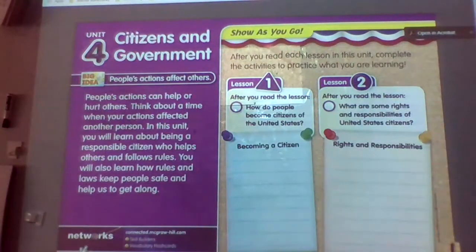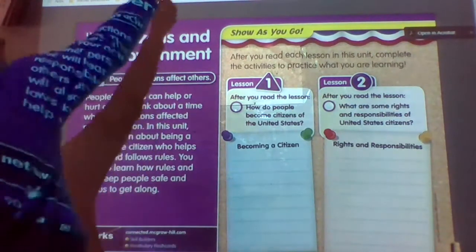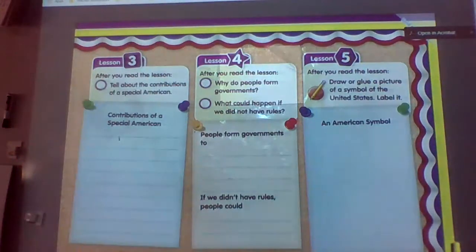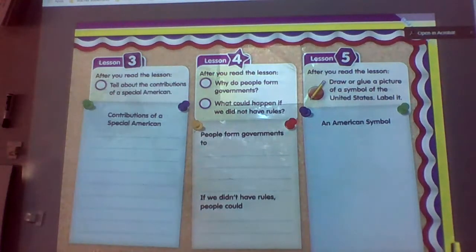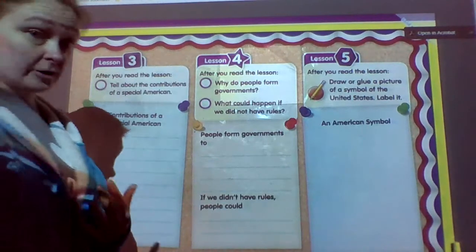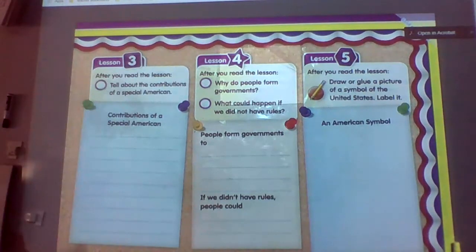Let's look at our book on page 90. On page 90, we have Citizens and Government. This is Unit 4. In Lesson 1, we're going to talk about becoming citizens. In Lesson 2, we're going to talk about rights and responsibilities. Lesson 3, we're going to talk about contributions of a special American. Over here, we're going to talk about forms of government. And then the last lesson is American symbols. You kind of already know some of those symbols: the Statue of Liberty, the American Eagle, things like that.